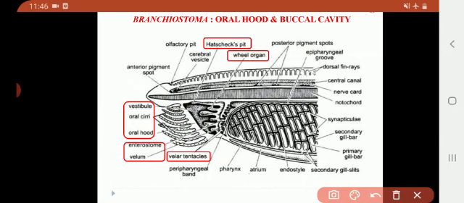Now, these oral cirri bear sensory structures, so they are sensory in function. The number of oral cirri on the oral hood varies, or increases, with age. These oral cirri and the edge of the oral hood are supported by what are called skeletal rods, and we will look into this in detail in the next slide.